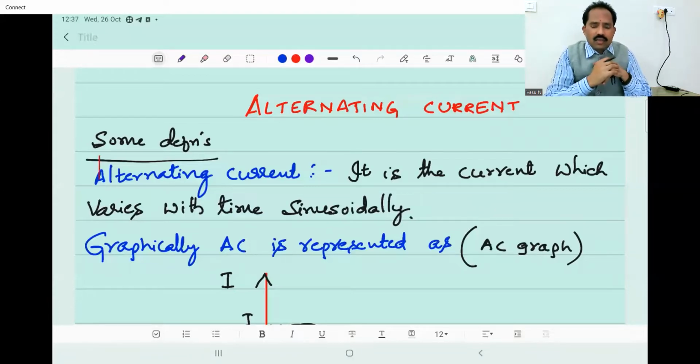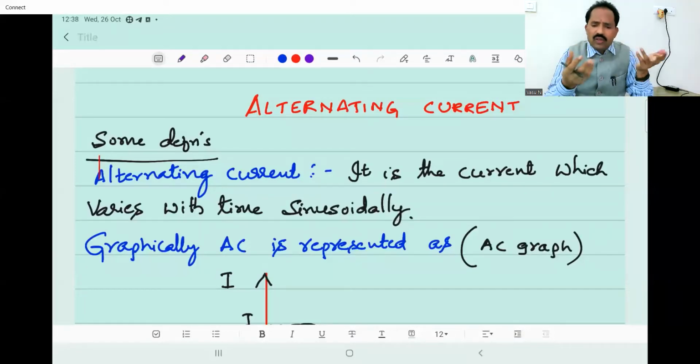Hi, students. Let us study alternating current. In this chapter, we shall see some important definitions and terminology used commonly in this chapter. Let us see some important terminology. Now, what is called alternating current? The current which changes periodically with the time is called alternating current.